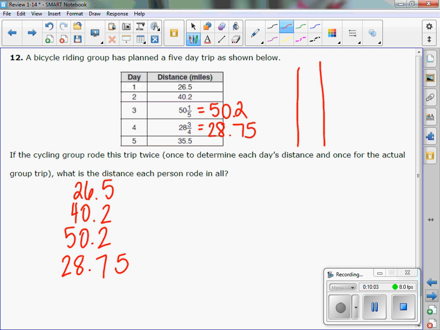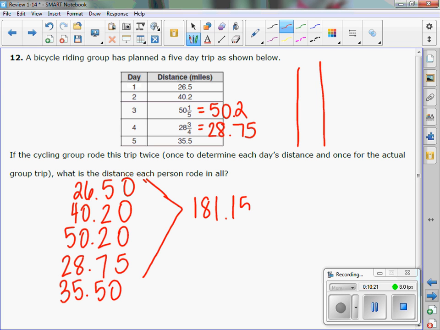Now, because I had two numbers out behind my decimal there, I'm going to want to create 0 placeholders on the others just to keep everything nice and lined up. And then the last one's also already in decimal form. And then when you add all of those up, what you end up getting is 181.15. Now, remember, that's only one direction.